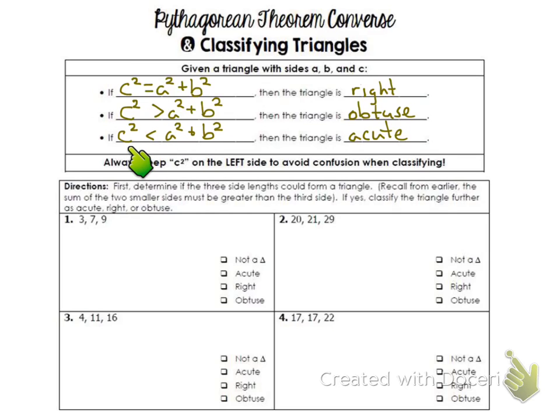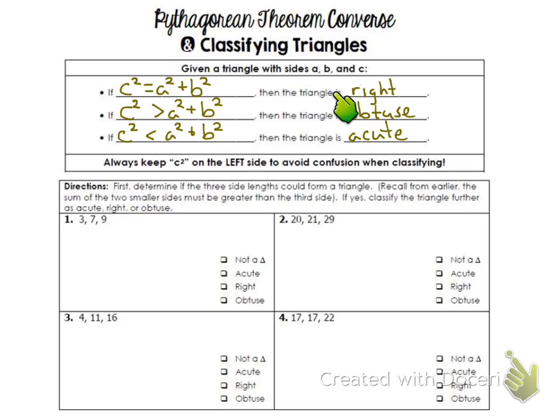So if we look at it and c squared is less than a squared plus b squared, the same way an acute angle is less than 90 degrees, we get an acute triangle. If c squared, the longest side, is greater than, it becomes obtuse, and if it's equal, it's just right.